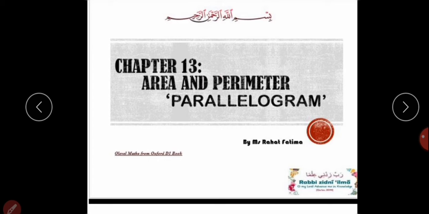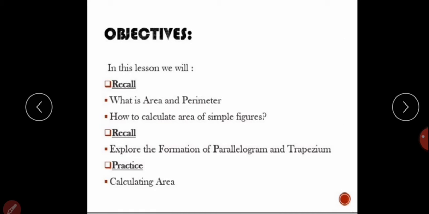So let's go towards the objectives. In today's lesson, we'll be recalling what basically area and perimeter is. We will also look into 2D and 3D shapes, and we will also look at what basically volume is. After that, we'll be learning how to calculate the area of simple figures, like basically circle, rectangle, oval, square, rectangle.